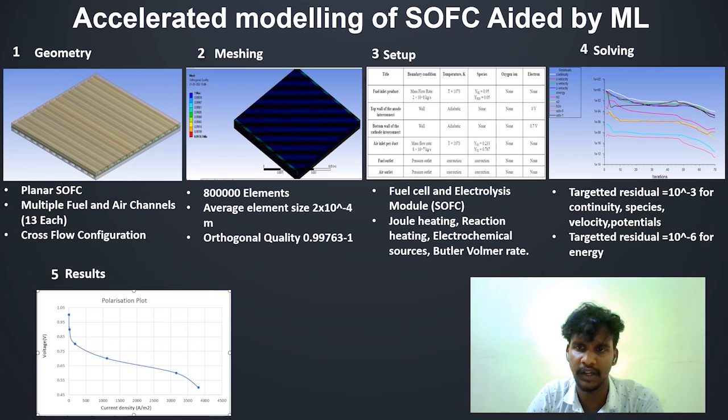The Fluent fuel cell and electrolysis module is enabled. The SOFC model is selected, allowing the equations to be enabled. For the model, the boundary conditions and material properties are selected according to the table provided. The convergence residuals are set at 10 power minus 3 for continuity, velocity, species, electric and protonic potentials, and 10 power minus 6 for energy. To obtain good initial values, a hybrid initialization of 10 iterations is performed. The solver continues to run until the set residual is reached and convergence is achieved. To obtain the desired results, the model is post-processed.